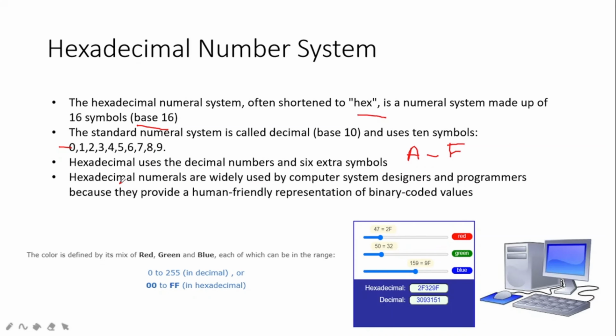Hexadecimal numerals are widely used by computer system designers and programmers because they provide a human-friendly representation of binary coded values. Here is an example. A color is defined by its mix of red, green and blue, each of which can be represented in the range 0 to 255 in decimal or 00 to FF in hexadecimal. So here is the example. This is the color code written in hexadecimal format, and this is the equivalent decimal format for the same RGB color code.